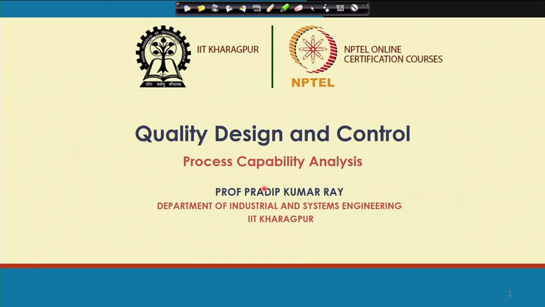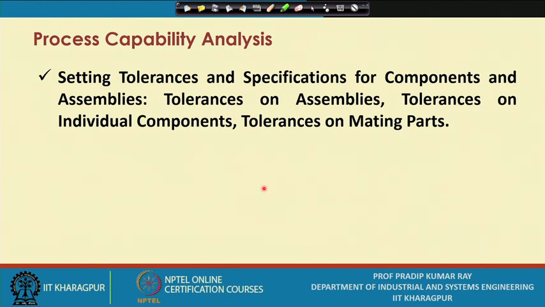So, under process capability analysis, now I am going to discuss one important topic called setting tolerances and specifications for components and assemblies. And there are three issues involved over here, like how to set the tolerances on assemblies. That is the first issue. We are going to discuss this.